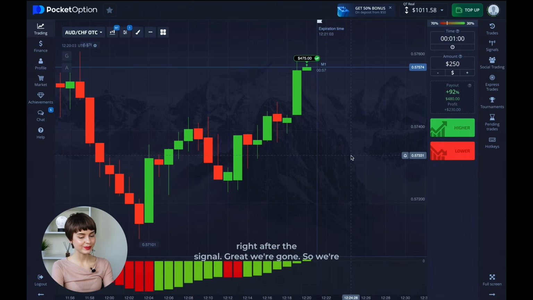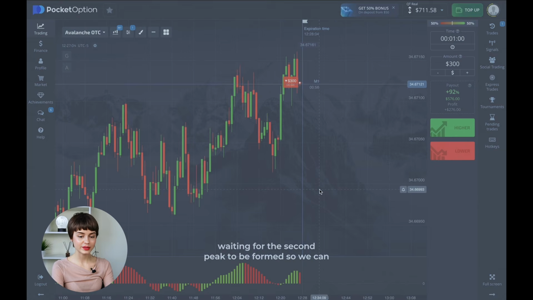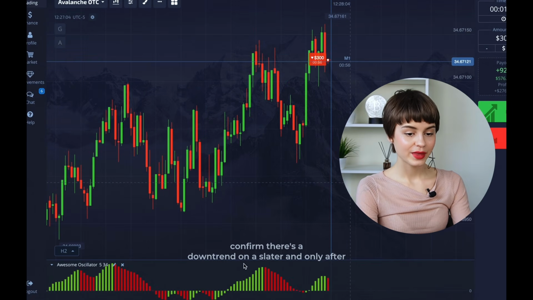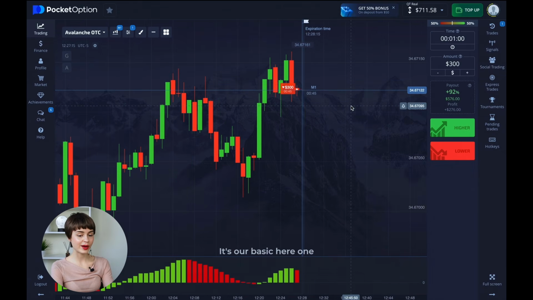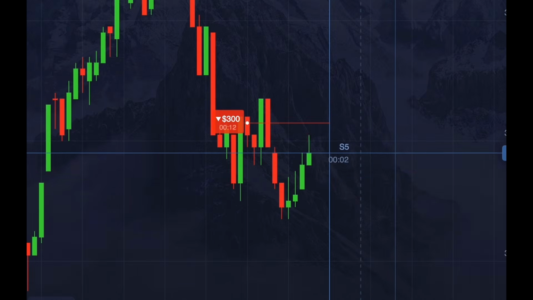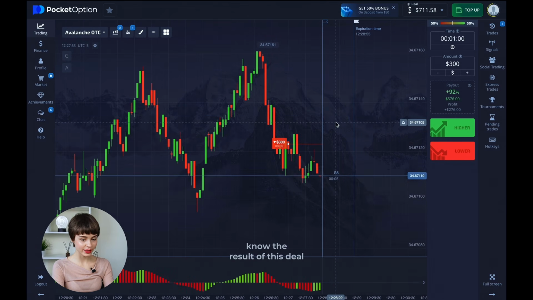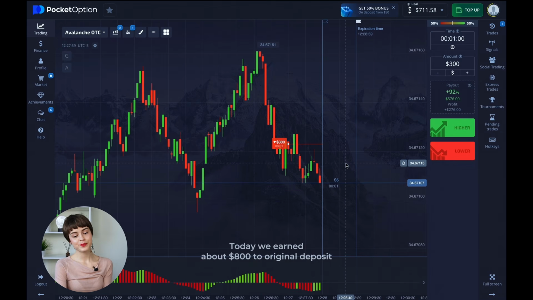Great. So we're waiting for the second peak to be formed so we can confirm there's a downtrend on the oscillator, and only after that we enter a deal with lower. It's all basic here. 1 minute, we're observing the result. So guys, in 8 seconds we'll know the result of the deal. Well, I think there's no doubt it's going to be closed in a profit.